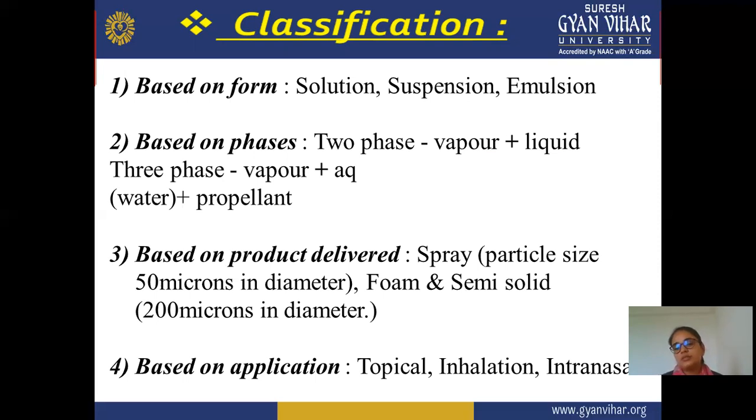Next is the three-phase system. In the three-phase system, there are three ingredients you are using. One is vapor, that is your gaseous. Second is your aqueous phase, that is water, and the next one is propellant. So you can classify these aerosols depending on the phases: two-phase or three-phase. In two-phase, only liquid and vapor, and in three-phase it may be vapor, aqueous, or propellant. In aqueous it may be water.